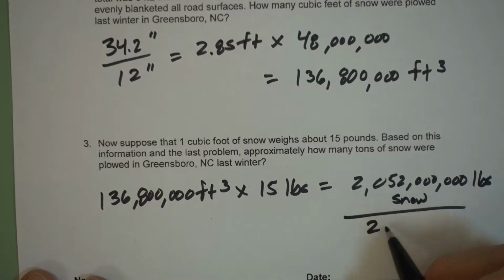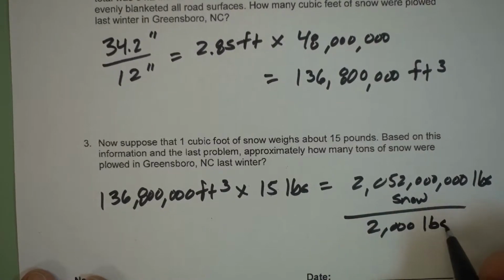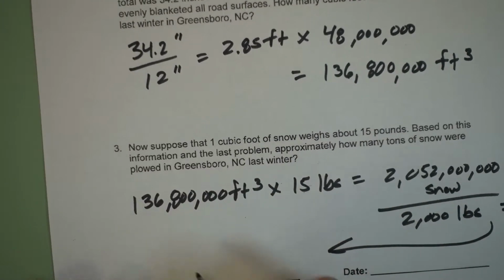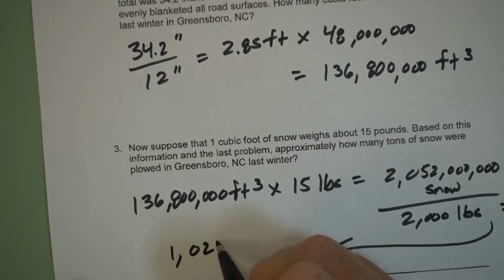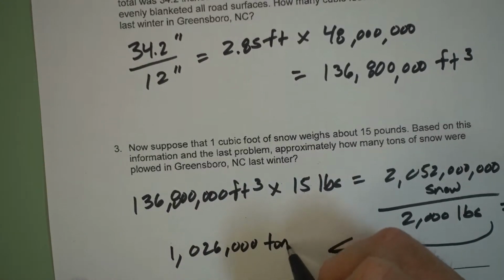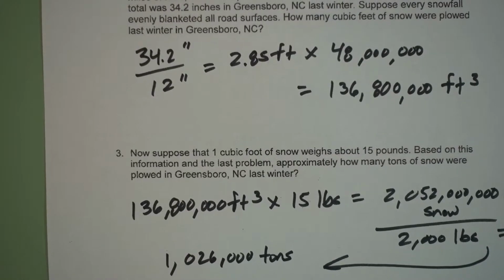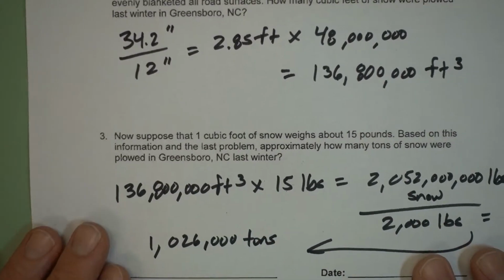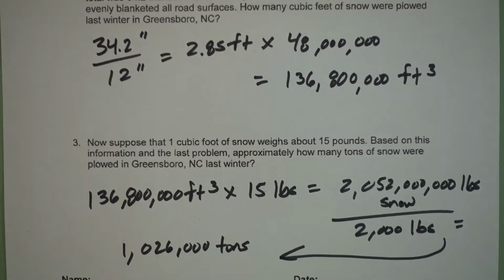Well, we're going to divide that by 2,000 pounds because there's 2,000 pounds in a ton. This is going to equal 1,026,000 tons of snow were plowed in Greensboro last year. And again, I apologize if my table is shaking while I do this. But that is the first three problems.